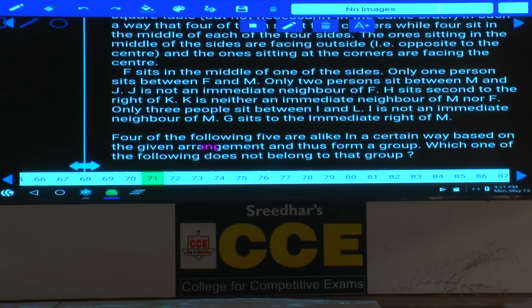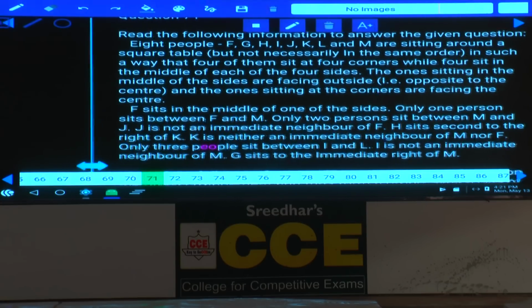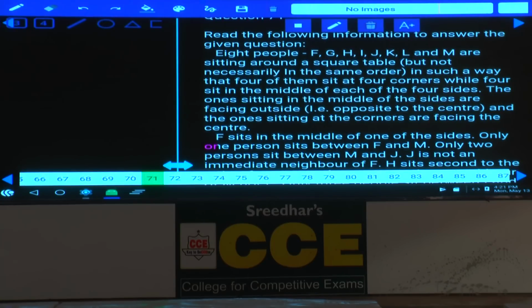Then 71 to 75. Now in this, how many people are there? There are 8 people, F, G, H, I, J, K, L and M, and these 8 people are seated around a square table. Some of them are facing the center and some of them are away from the center. And in such a way that 4 of them sit at 4 corners, while 4 sit in the middle of each of the 4 sides. The ones sitting in the middle of the sides are facing outside. Now these are the persons who are facing outside, and the remaining persons are facing towards the center. Hence 4 persons are away from the center and 4 are towards the center.